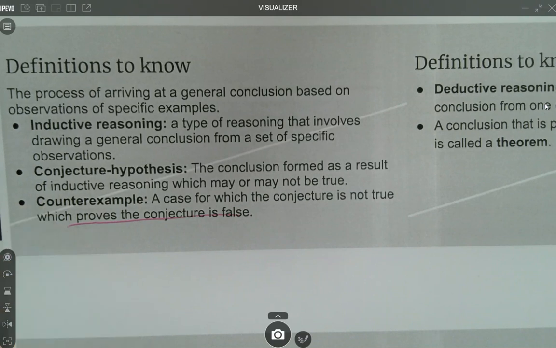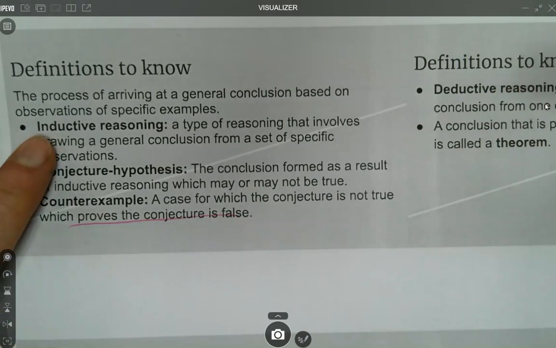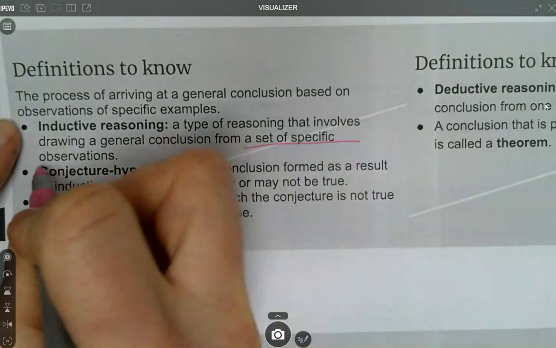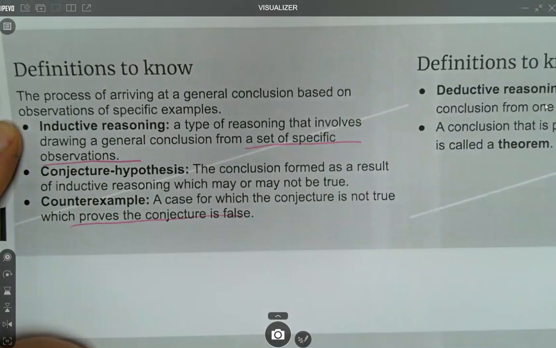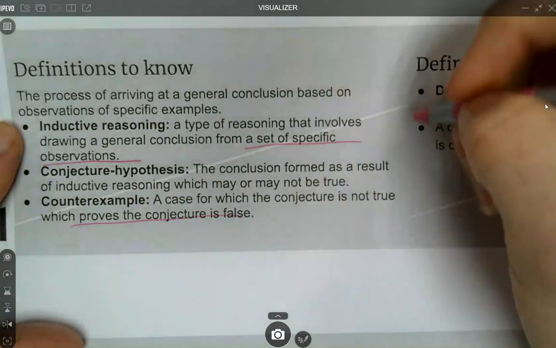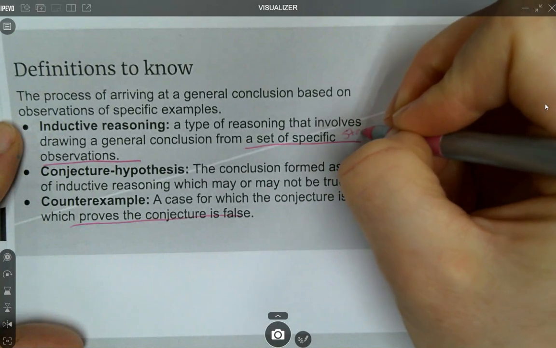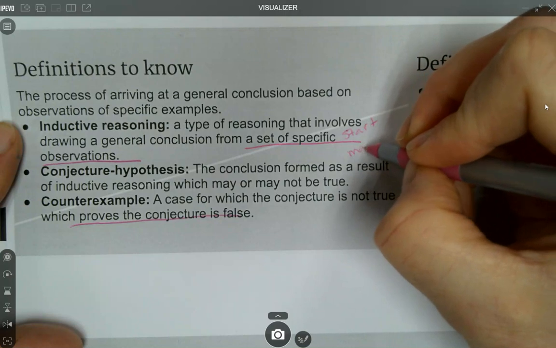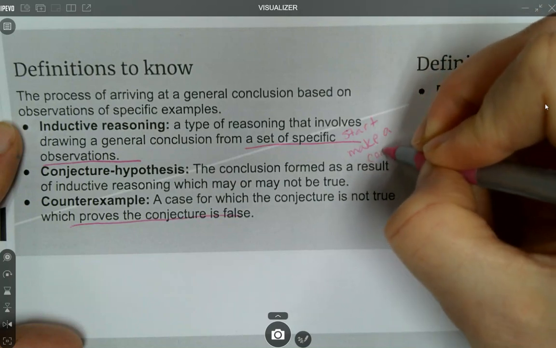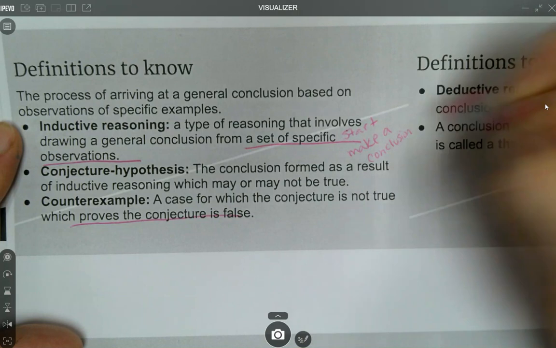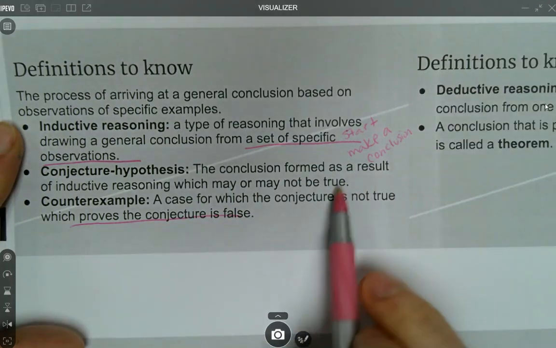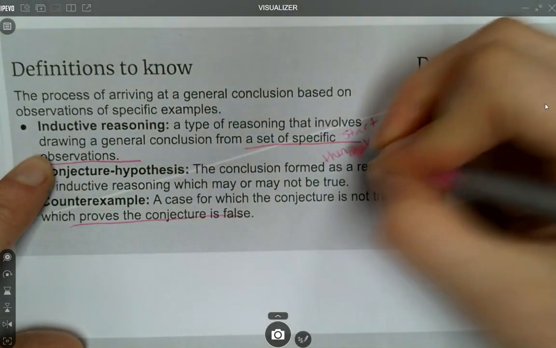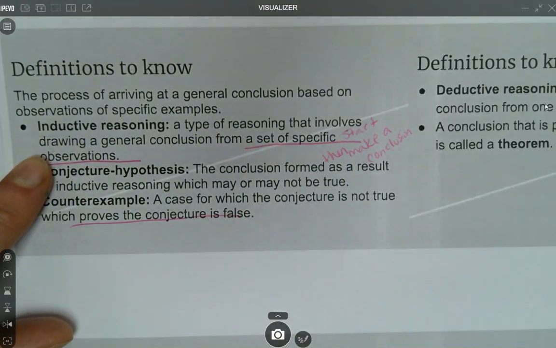So that's a counterexample. So inductive, the thing is, you're going to start with a set of specific observations and then make a conclusion from it. Start with a specific observation, then make a conclusion. That probably makes better sense.